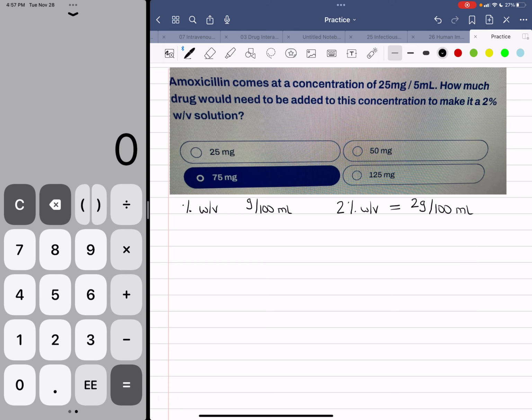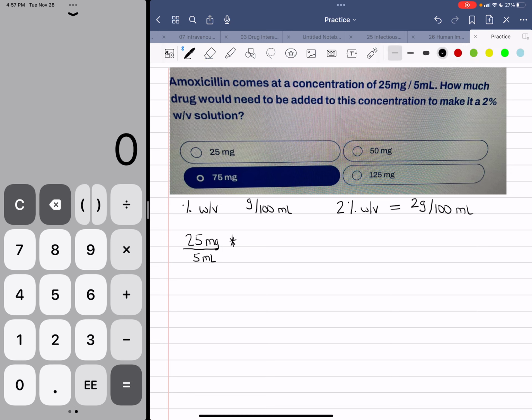Let's take a look at what they've given us, though. They've given us 25 milligrams per 5 mL. Now we're noticing here that they've given us 25 milligrams. And recall that when you're dealing with percent weight volume solution, that's in grams. So what I would like to do is to go ahead and find out how many percent of weight volume solution this current solution is.